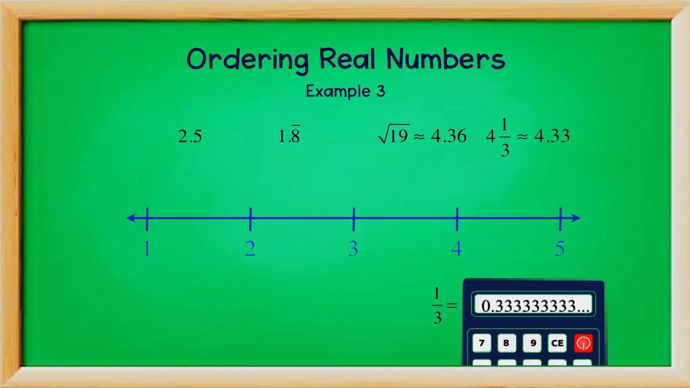Okay, so let's go ahead and place these numbers on the number line. We will place 2 and 5/10 halfway between 2 and 3. We can place 1.8 repeating right about here. The square root of 19 we will place just before the halfway mark between 4 and 5. And since 4 and 33 hundredths is less than 4 and 36 hundredths, we will place 4 and 1/3 just about here. Great! Now we can easily write the numbers in order: 1.8 repeating, 2.5, 4 and 1/3, and the square root of 19.